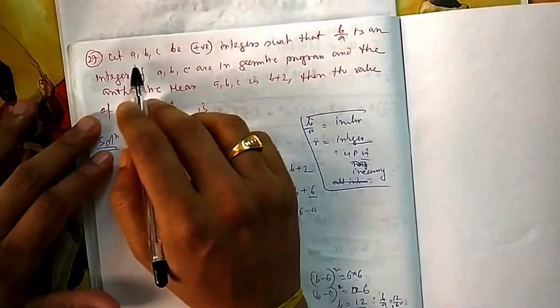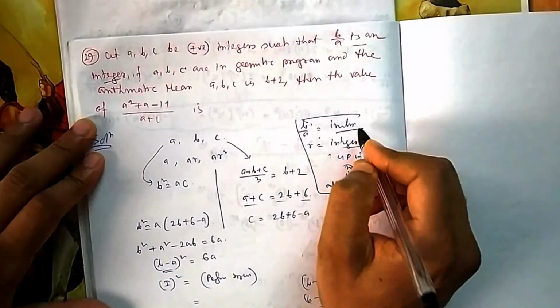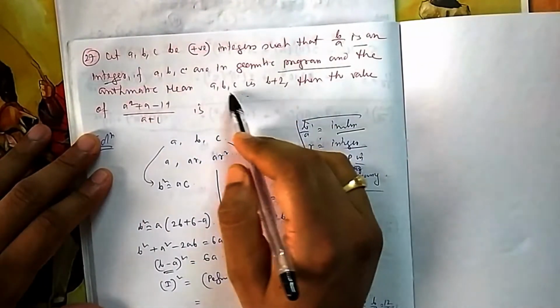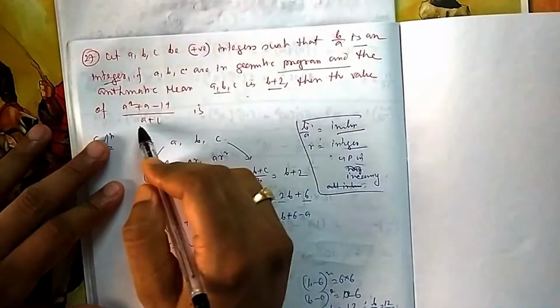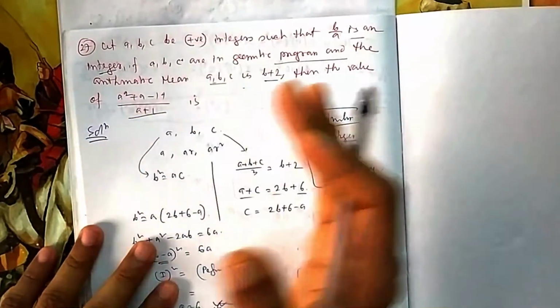Here a, b, c are positive integers such that b by a is an integer. b by a should be an integer. If a, b, c are in GP, and the arithmetic mean of a, b, c is b plus 2, then find the value of this one. It is again an integer type question, which means the answer should be from 0 to 9.